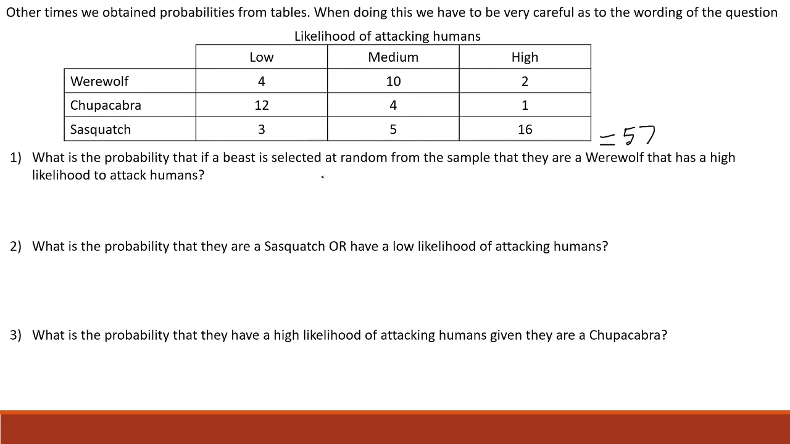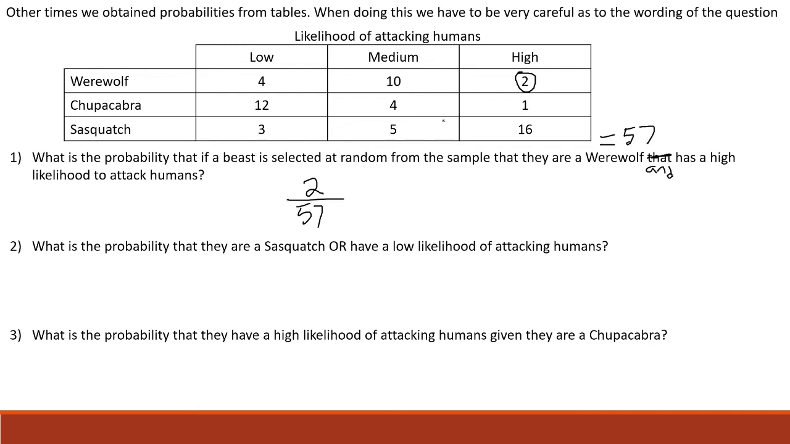If I pick one at random, what's the probability that they are a werewolf that has a high likelihood to attack humans? We're going to assume that this means and, right? So a werewolf and high likelihood. That means that I want exactly these 2 things. I want a werewolf and a high likelihood. So there's 2 werewolves that have a high likelihood out of 57 beasts total. So 2 out of 57 would be my answer there, or whatever decimal percent that comes out to be. Because again, and means I want the single value that satisfies both conditions, werewolf and high likelihood.